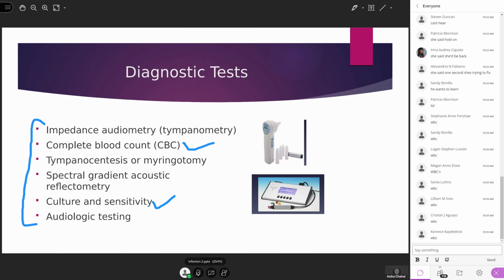WBC. Okay, WBC. Pretty easy to follow, right? Thank you. And WBC. And so these three tests now, probably you're wondering what these are, right? Don't have to go in detail, should have a basic understanding.